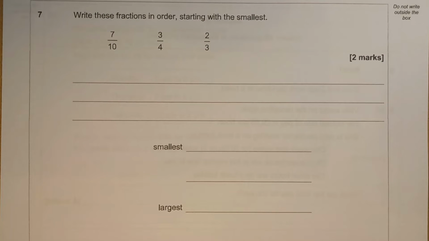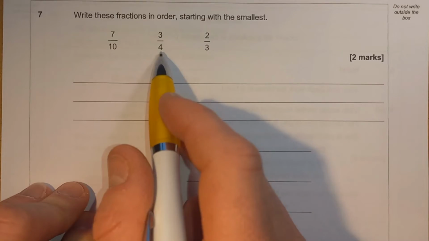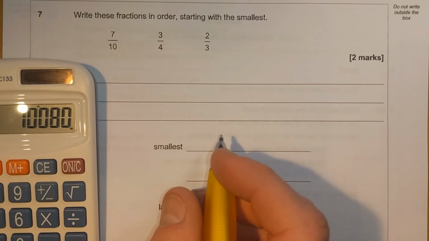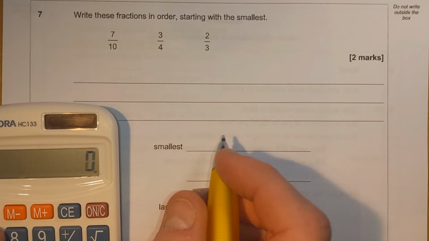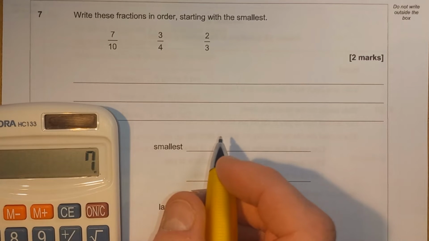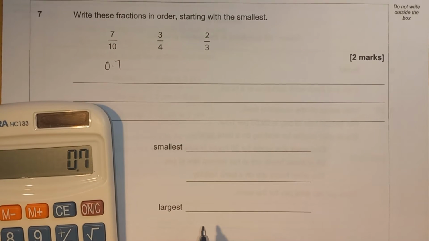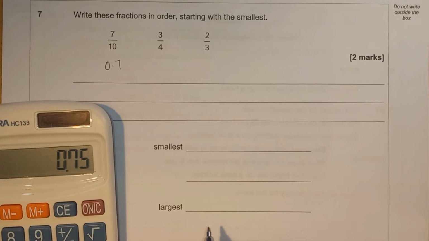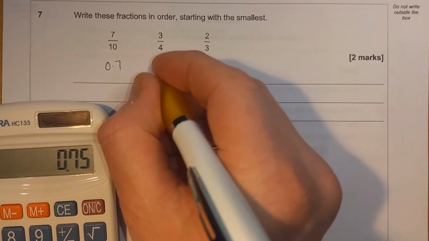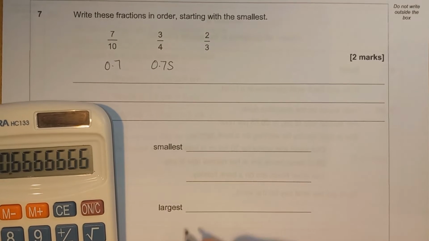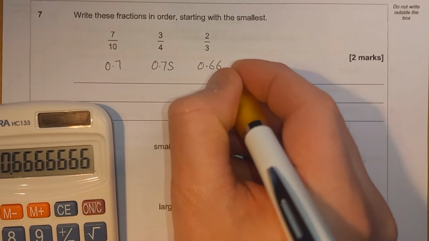Question 7. Write these fractions in order, starting with the smallest. So we've got different denominators here, so we could find a common denominator. But again, remember, you've got your calculator. So we can just say 7/10 is 7 divided by 10. So 0.7. 3/4 is 3 divided by 4, which is 0.75. And 2 divided by 3 is 0.66.